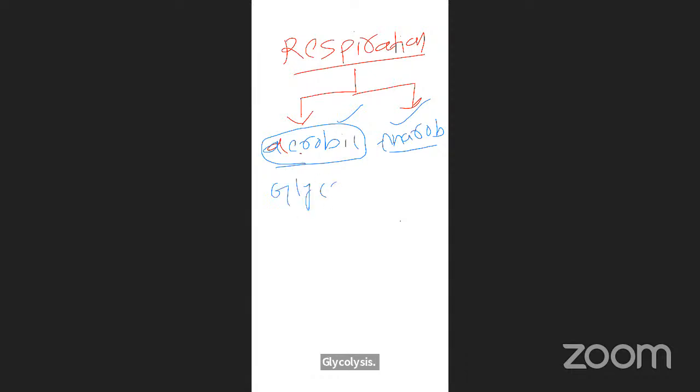Glycolysis, that is the first one. So, the end product of glycolysis, as you said, is pyruvic acid, two pyruvic acid molecules. After that, one connective link. The second stage is oxidative decarboxylation.